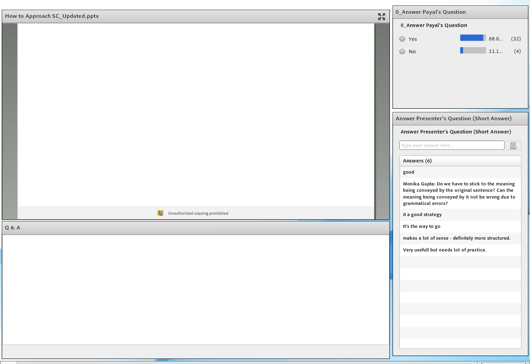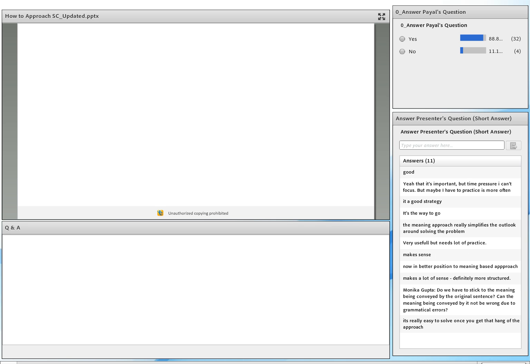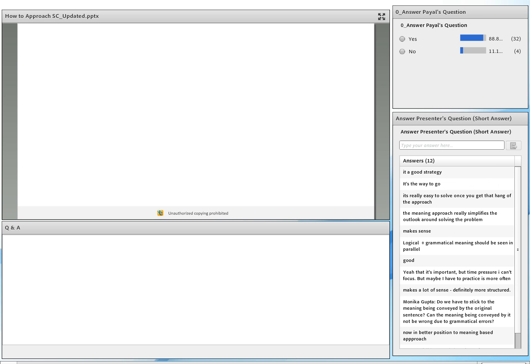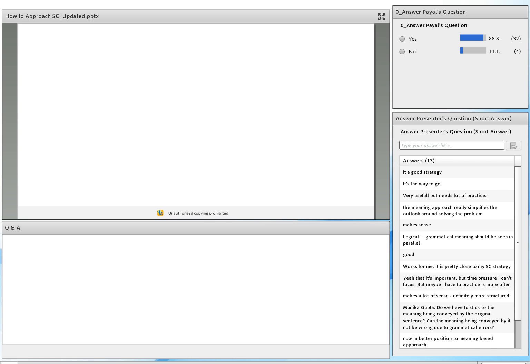Okay. So I have a question here. Do we have to stick to the meaning being conveyed? Yes, absolutely. Can the meaning being conveyed not be wrong due to grammatical errors? No, grammatical errors don't really lead to meaning-based issues. Again, in this sentence, for example, the meaning was not clear, right? Because of a grammatical error, but we inferred the meaning, right? So that's how you have to look at it. Logical plus grammatical meaning should be seen in parallel. Absolutely.